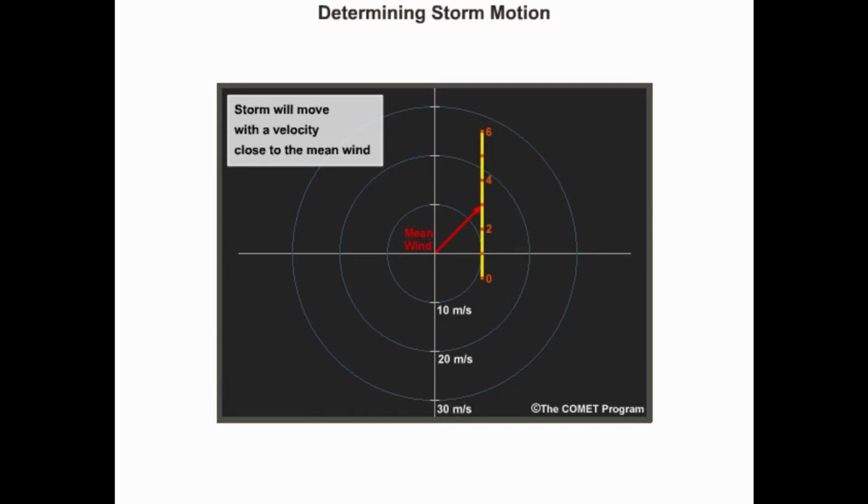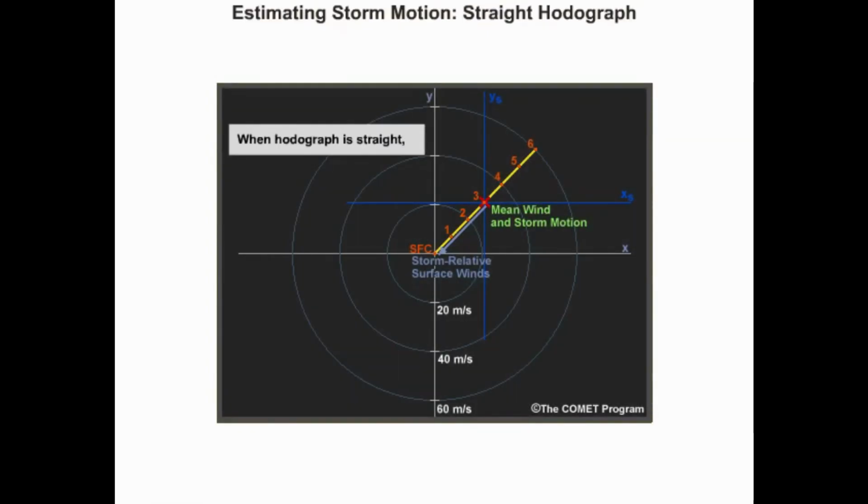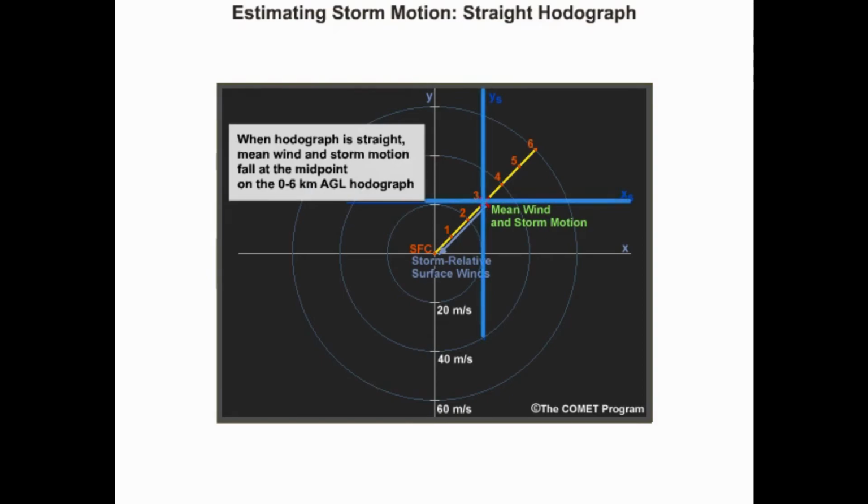There are several software packages, like Sharp, that calculate mean wind automatically, but it is useful to understand how this is done. When the hodograph is relatively straight, the rule of thumb for estimating mean wind and storm motion is simple. It would fall approximately at the midpoint on a 0 to 6 kilometer AGL hodograph. Finding the storm relative winds for each level is then just a matter of reorienting the axes such that the storm motion becomes 0. The storm relative wind at a given level is determined by drawing a vector from this new origin to the winds at that level.